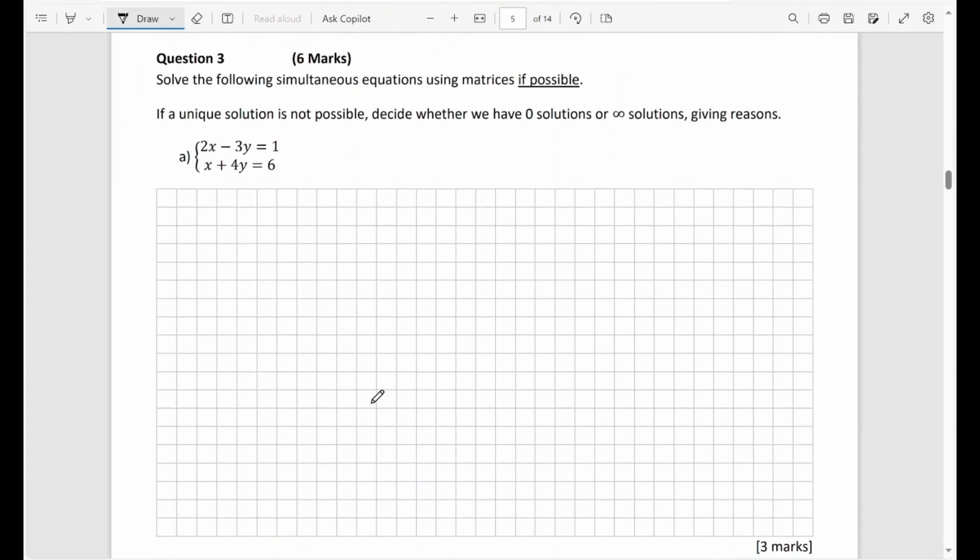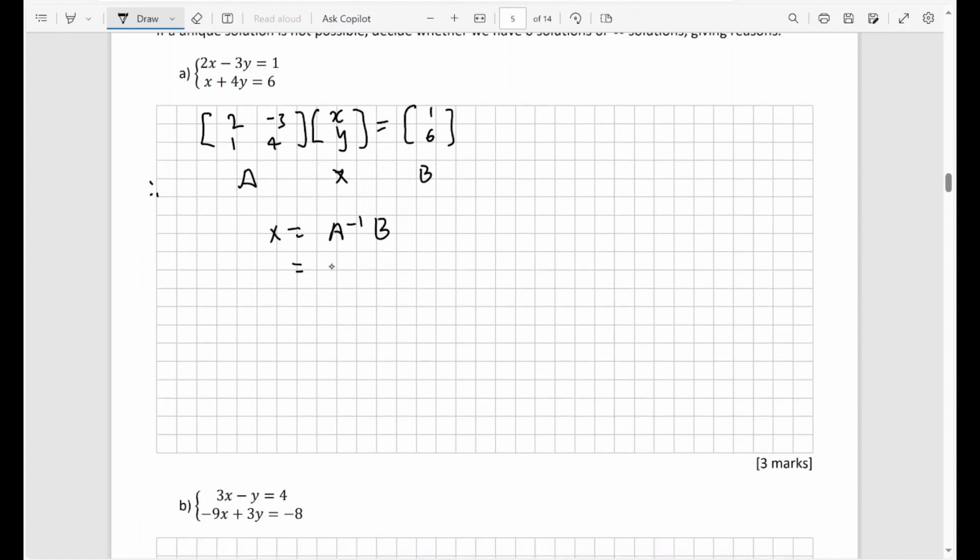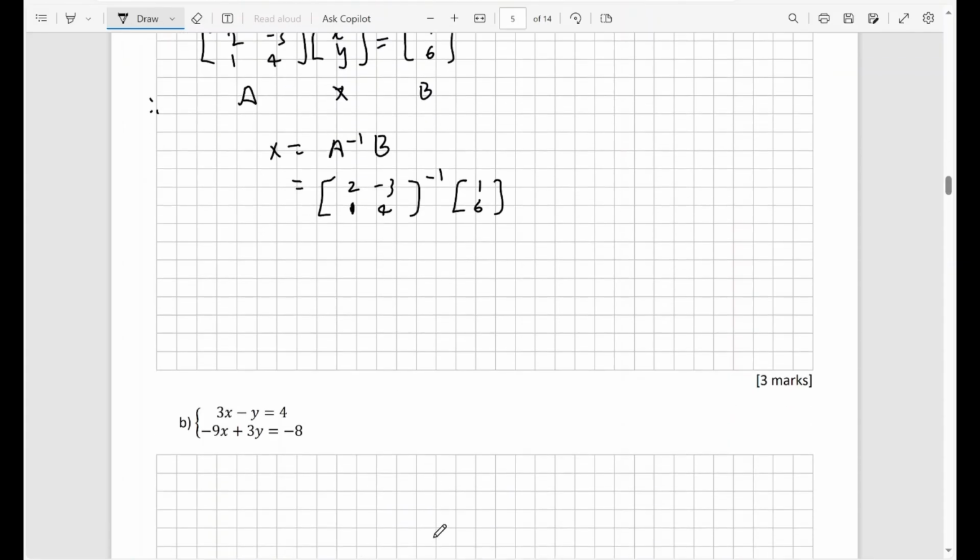Next, we've got some simultaneous equations to solve. So we want to write this as a matrix. You times that by (x, y), and that gives you (1, 6). Therefore, usually write this as A, X, and B. Therefore, X equals A inverse times B. So that's going to be (2, -3; 1, 4) inverse times (1, 6). And that's something we can do. We could do it by hand.